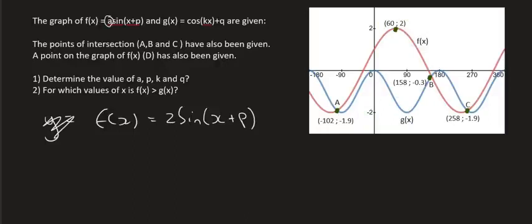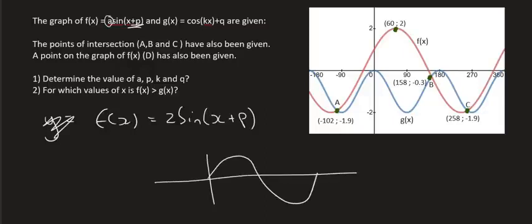Now p is something that moves the graph either left or right. We need to keep in mind what an original sin graph looks like, and then find one point that we can compare with the original. For example, this coordinate here is usually at 90 degrees. I'm not going to worry about the y because we've already looked at that. This one is at 60 degrees. Can you see that? That same point is at 60 degrees, which means that this graph has moved 30 degrees to the left.